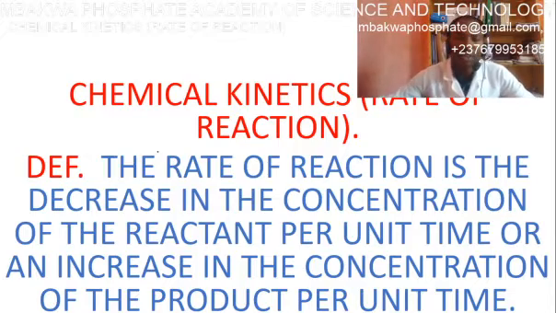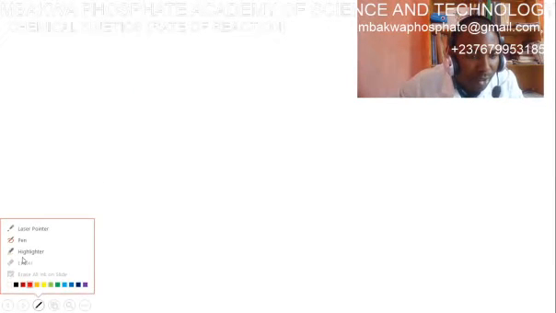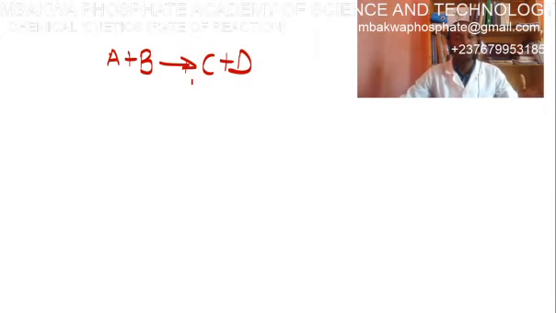During the chemical reaction, we will have reactants. Let us look at a reaction. Permit me to go directly to an example of an equation. For example, if I have A reacting with B to form, say, C plus D.